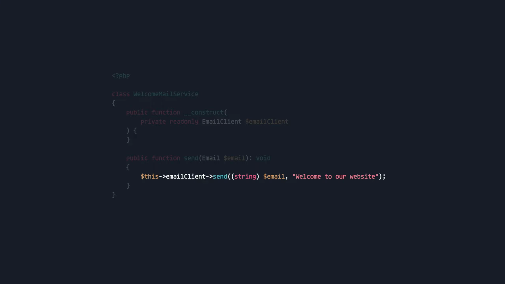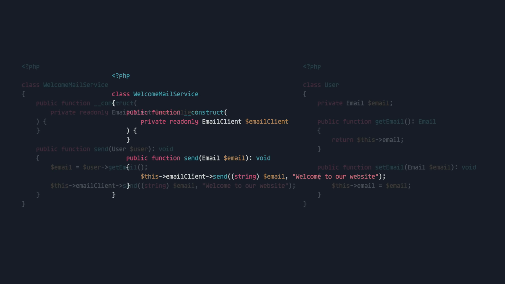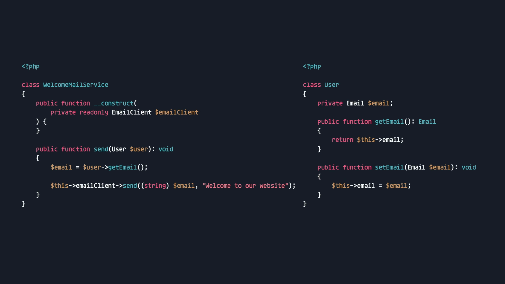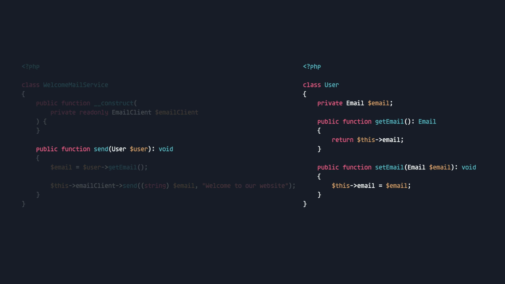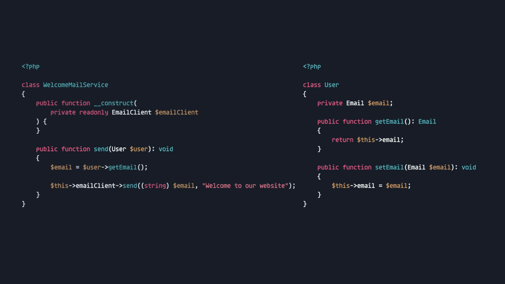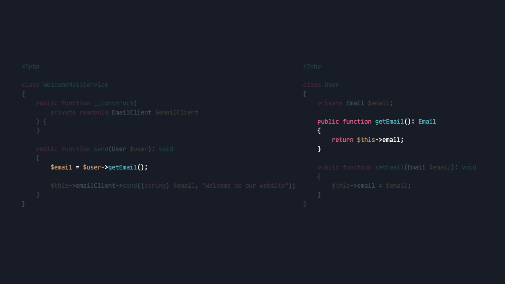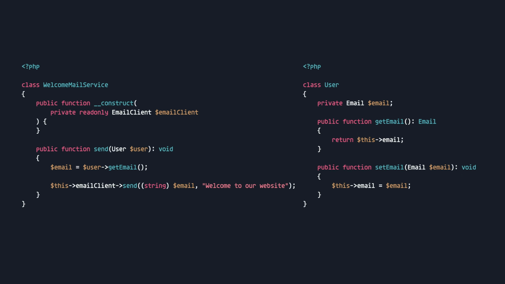Since our email object implements __toString, we can pass it directly to the email client and cast it to a string. Of course, we could also continue to pass a user object here if we want to access further user data, for example. To do this, we can modify the user class so that an email object is stored in the user class instead of a string. We can now use our email directly via the getEmail method without further validation.